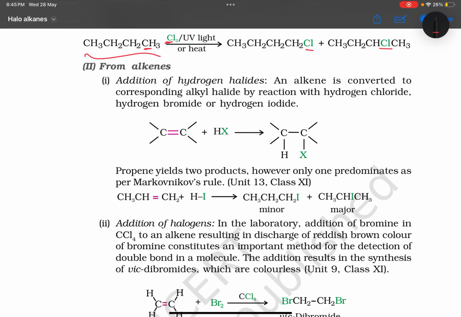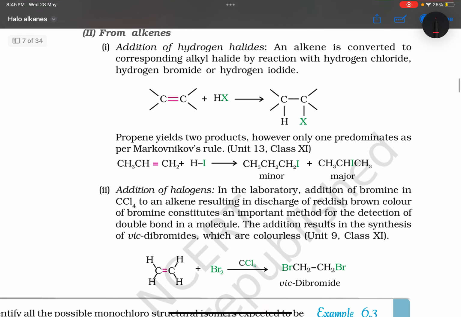Addition of hydrogen halides. An alkene is converted to the corresponding alkyl halide by reaction with hydrogen chloride, hydrogen bromide, and hydrogen iodide. Obviously, HI addition will be faster than HBr, and HBr faster than HCl, because the HI bond energy is less. Very simple. Propene yields two products, however, only one predominates as per Markovnikov's rule. Markovnikov's rule: H will be added here, iodine will be added here, the rich becomes richer.